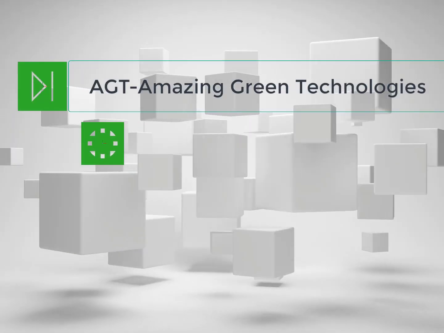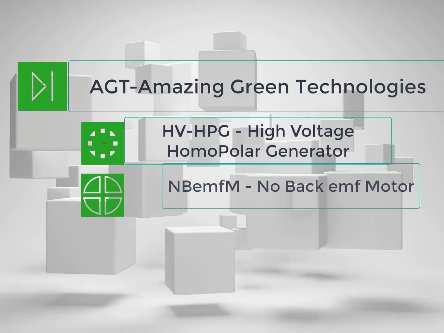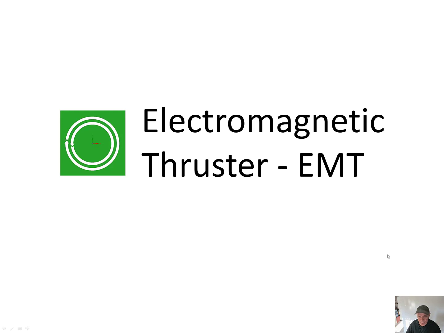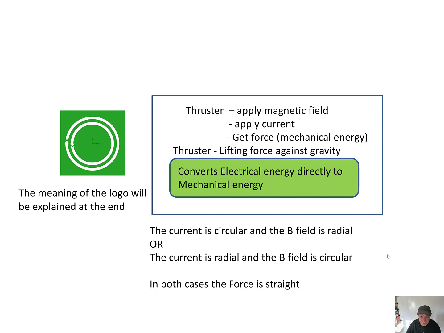In this video, we discuss the design of the electromagnetic thruster, EMT. For the thruster, we apply a magnetic field and we apply a current and we get a force, mechanical energy. The thruster provides lifting force against gravity. It converts electrical energy directly into mechanical energy. The meaning of the logo will be explained at the end.